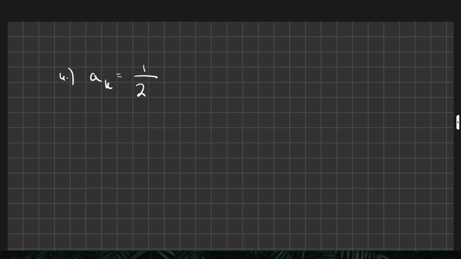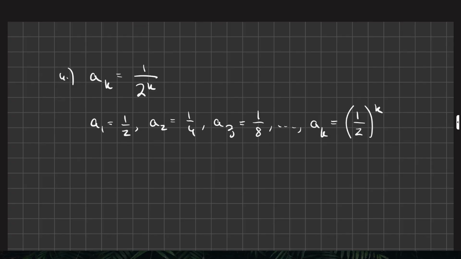1 over 2 to the k. And, you know, the first term would be 1/2, 1/4, a sub 3 is 1/8, and so on, and our a sub k term is 1/2 to the kth power, which just goes to 0.